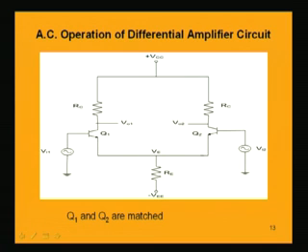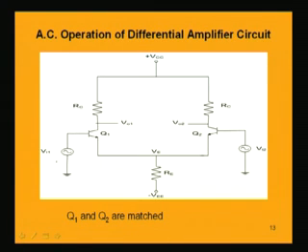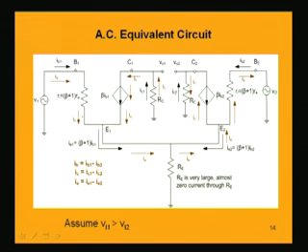So, following the procedure for drawing the AC equivalent circuit, let us find out what the AC equivalent circuit for this differential amplifier will be. Starting from this input voltage Vi1, this transistor has this base, this is the emitter, this is the collector. The emitter-base junction will have a resistance Ri, which is beta plus 1 into Re, that will be the resistance between base and emitter.